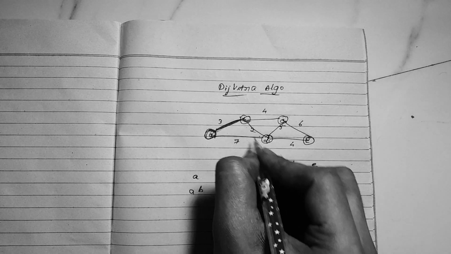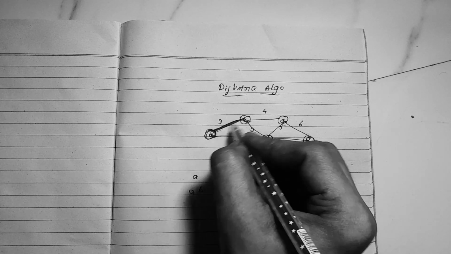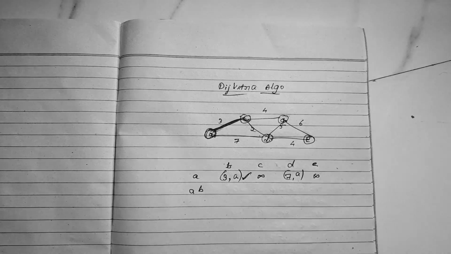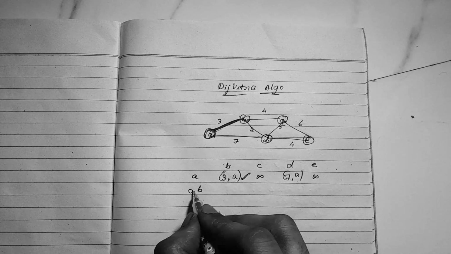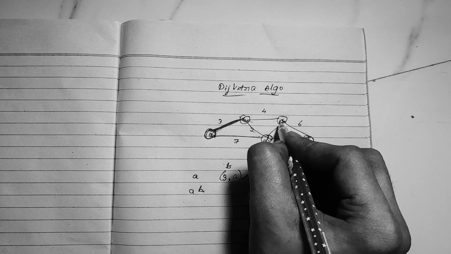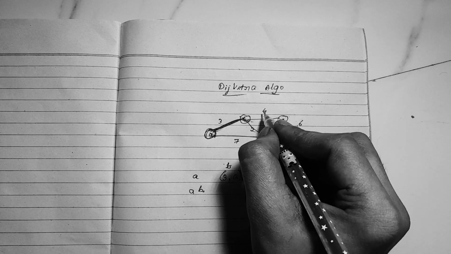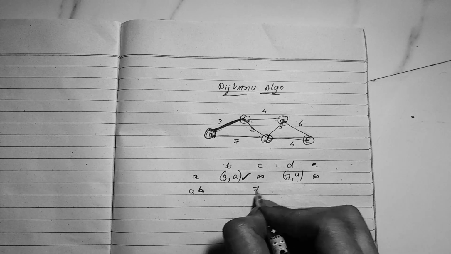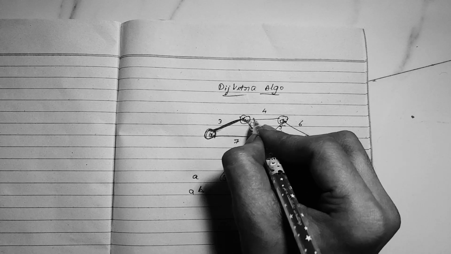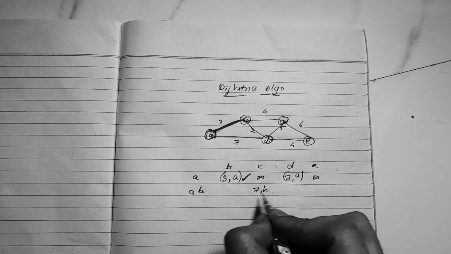Here from B, D and C are connected. A we have already found, this is the shortest path, so we will leave this and consider only these two, D and C. Here we should check which is the shortest path between B and C. B and C, the distance is 4, but we will not write 4 here directly. We will consider from source to all the other vertices, so we should add 4 plus 3, which is 7. And B is connected to C, so we will write the predecessor of C, which is B here.